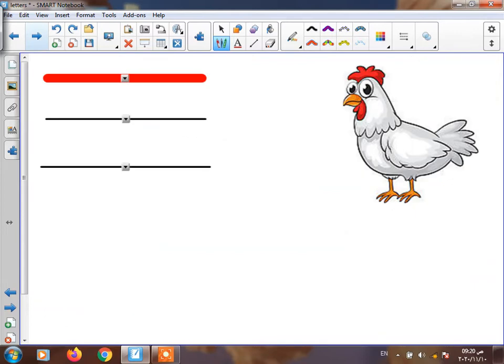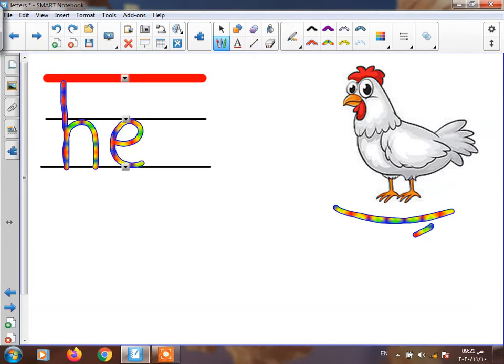Here KG2, what's this picture? Hen. How can I write the word hen? H, E, N, hen.